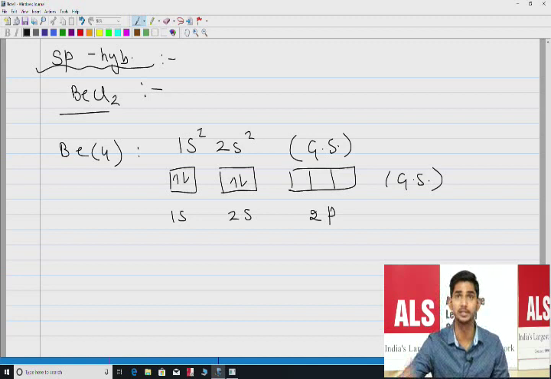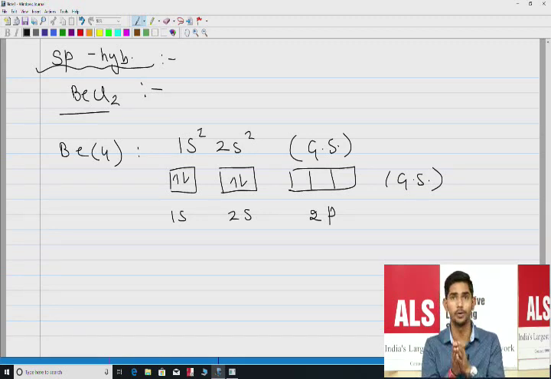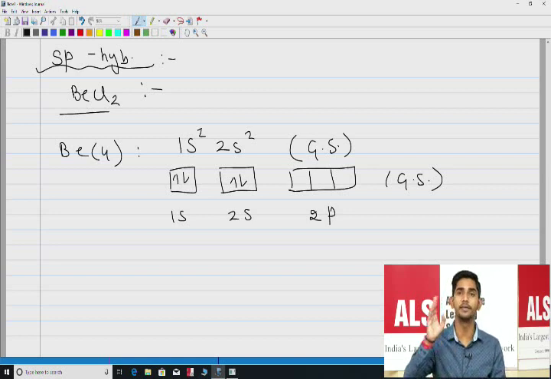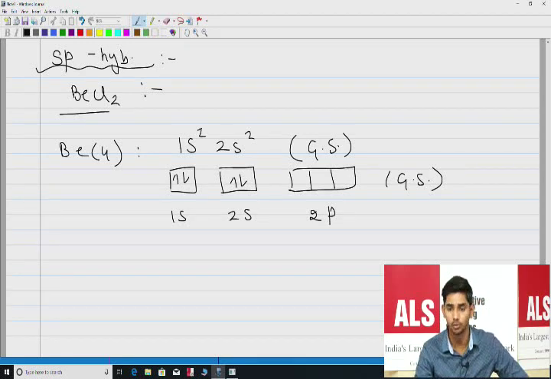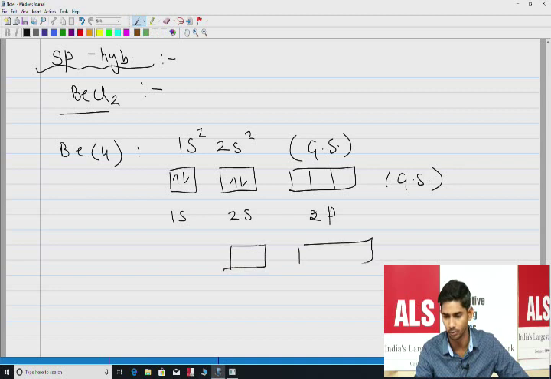I am discussing only the outermost orbital. Take out the electron of the outermost orbital, and if any vacant orbital is available just next to it, then just place that electron there. Okay, so actually I'm going to do the same. This is 2s and this is your 2p.